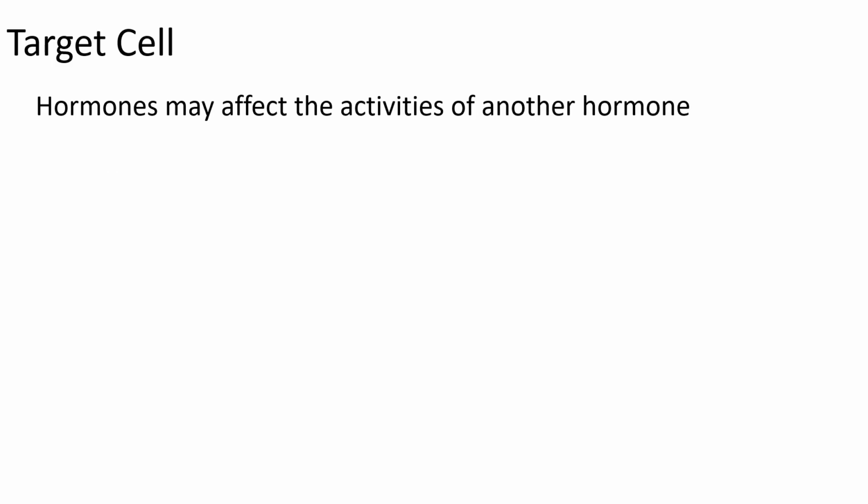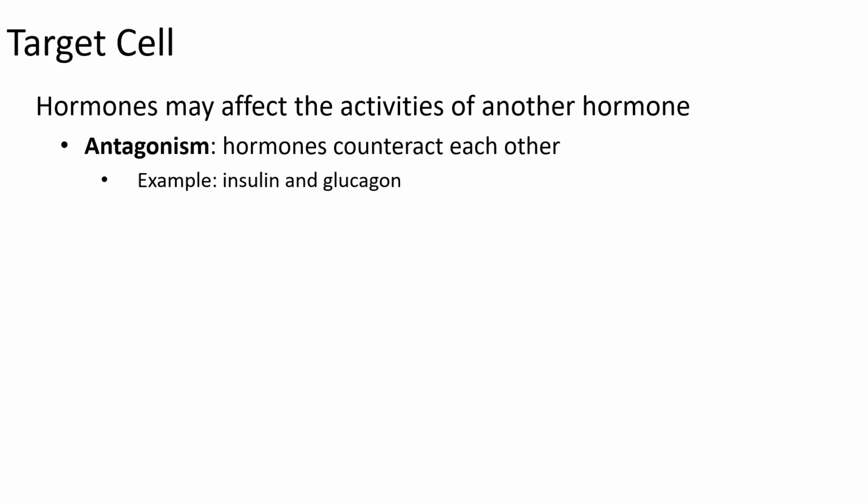So here are some key terms describing how hormones may affect the activities of another hormone. For hormones that have opposite effects, where one hormone decreases or reverses the action of another, this is called antagonism. And we see this with insulin and glucagon. Insulin is going to lower blood glucose levels. Glucagon is going to increase blood glucose levels, okay?